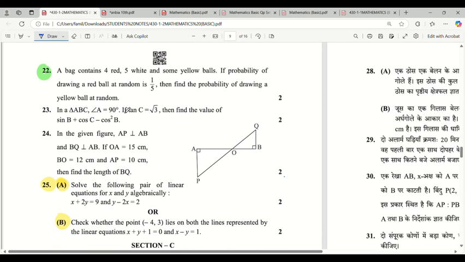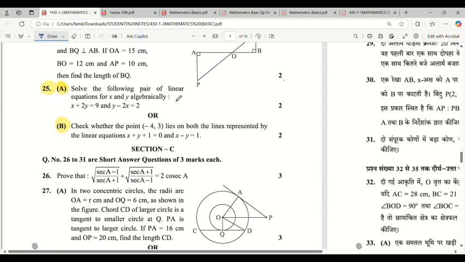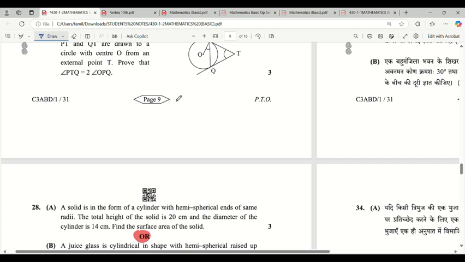Now moving to the next. This one you have done, so I'm not going on this. If you are having doubt in the 22nd one, you can ask me.